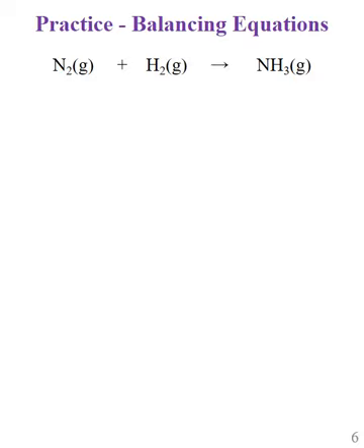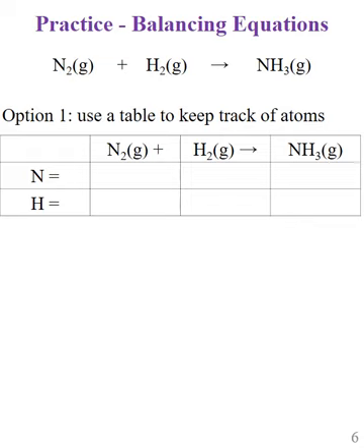Practice balancing an equation. I'm going to show you two ways you can balance it. The first way is the longer way, but it helps you see where things are coming from. Option 1 uses a table to keep track of the atoms. Each column represents a molecule, and on the far left column, we have our atoms. In this equation, all we have are nitrogens and hydrogens. So before we even get started with the problem, let's fill in these different columns.